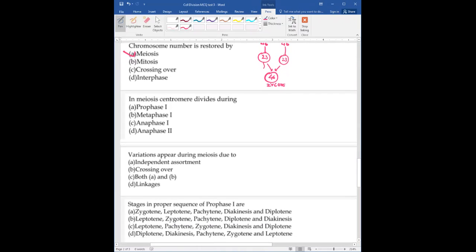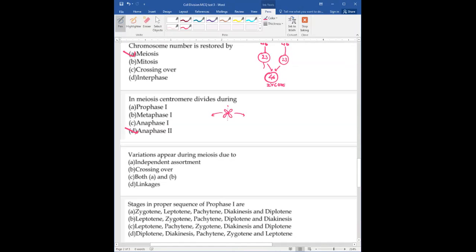Okay, in meiosis, centromere divides during. Okay, guys, once again, very important. Yes, very nice, everyone. The answer is anaphase 2. What was this we are talking about, guys? See, this was the X-shaped chromosome, and we said the X-shaped chromosome is going to divide from within the center. In your anaphase 1, what had split, guys?